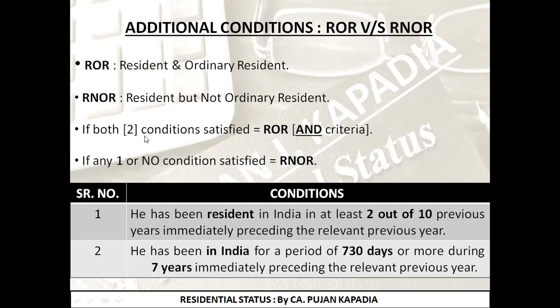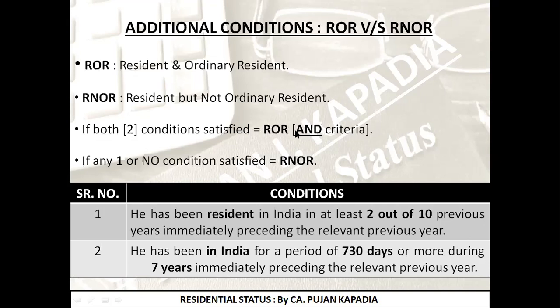If both conditions are satisfied, in the below table you can see there are two additional conditions which you are supposed to learn. So what I have written over here is, if both the conditions are satisfied, then and only then I can say that the person is resident as well as ordinary resident. So here there is an AND criteria.